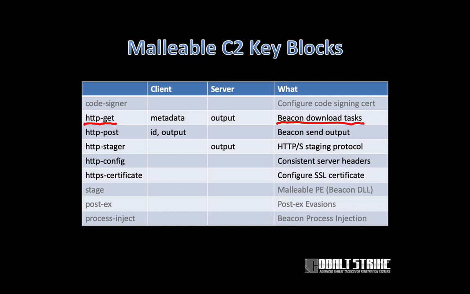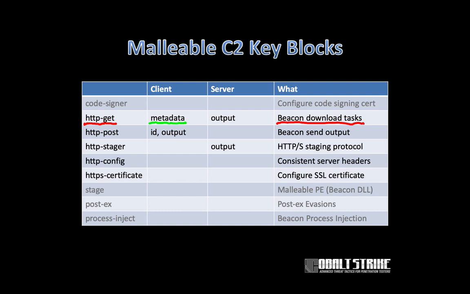Now, the client side of this transaction is responsible for sending metadata. So every time Beacon connects to its team server to request tasks, it is sending metadata, which is an encrypted blob that has information about the session. This encrypted blob needs to be transformed and stored somewhere in the transaction.